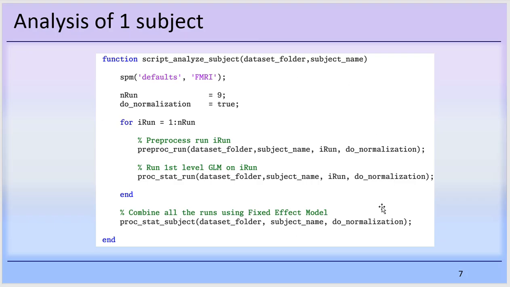And here is basically your whole project. This is what you need to do. You need to be able to run your script for your different runs, and first you do pre-processing, and then you do your first level GLM, and after that you combine all the results, all the runs, and you do your fixed effect model.